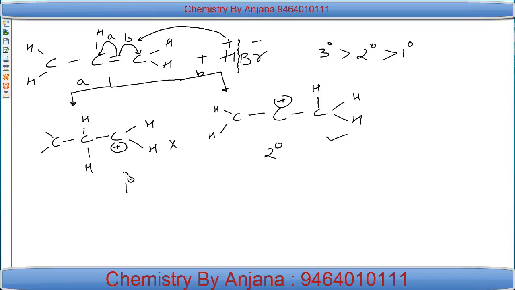How can we see that it is primary carbocation? Let's revise that. A carbon having positive charge means carbocation, and this carbon, if it is attached with only one carbon further, that is primary carbocation. Here the carbon carrying positive charge is attached to two carbons, that's why it is called secondary carbocation. So all in all, secondary carbocation is more stable than primary carbocation, hence this cleavage B is preferred, not A. So this is going to be the more stable form.